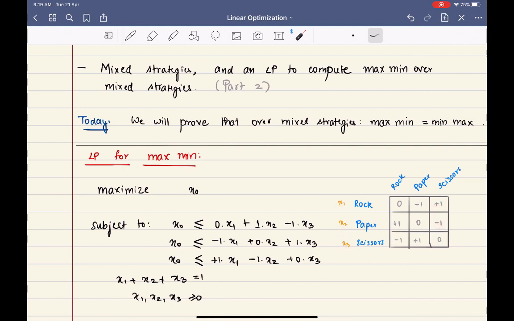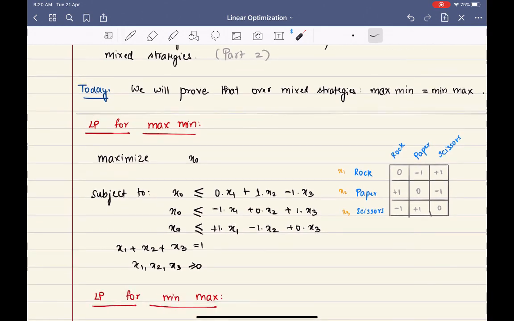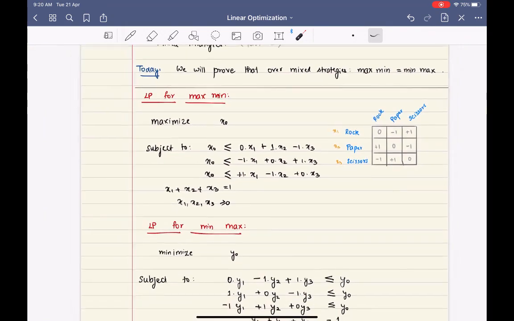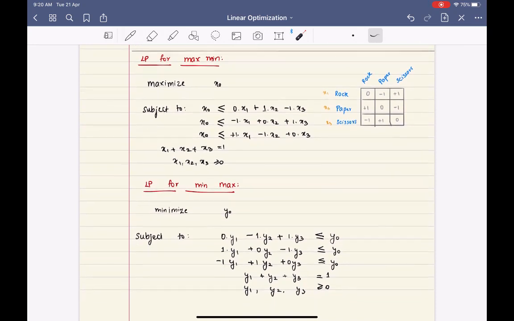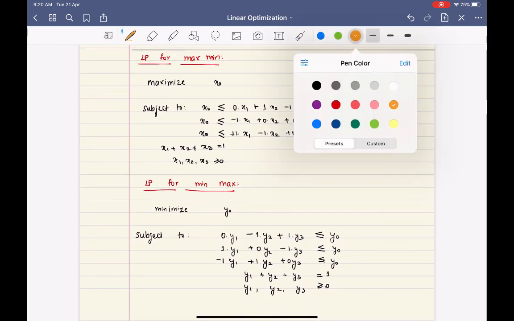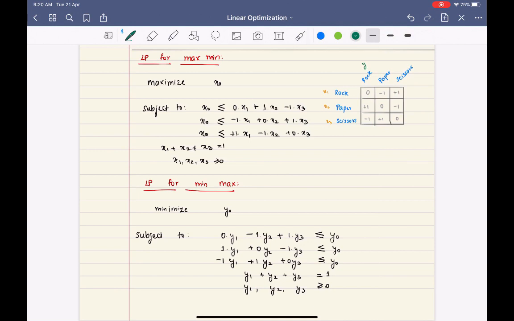Okay, and in addition, we have to give a constraint on x1, x2, x3, which is the fact that it's a probability distribution. So x1 plus x2 plus x3 equals 1, and each of them is bigger than or equal to 0. Now on the same lines, we can try to write an LP for min-max. So to write the LP for min-max, we have to look at a mixed strategy y1, y2, y3 for min. Okay, and then we have to enumerate over all pure strategies of max. And let me assume that the cost here is y0, why not?